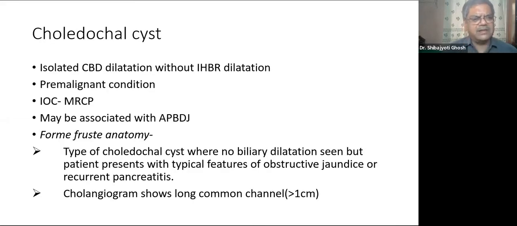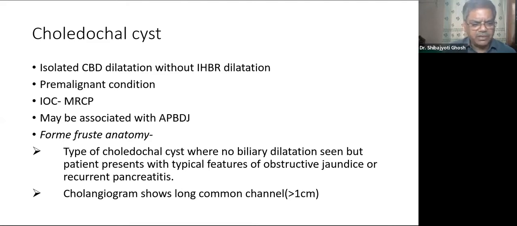Choledochal cyst. The diagnosis of choledochal cyst is most of the time made from MRCP pictures. And one interesting type is the forme fruste anatomy, where the choledochal cyst is present but there is no biliary dilatation seen, in a patient with typical features of obstructive jaundice and recurrent pancreatitis.